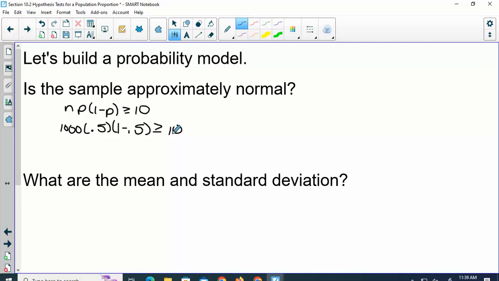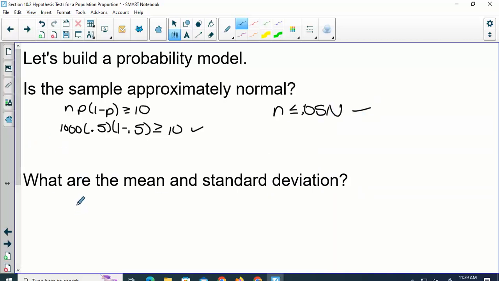And it is. What's the other one I need to check? And I don't have my total population to confirm this, but would 1,000 be less than 5% of the whole population? Yes.